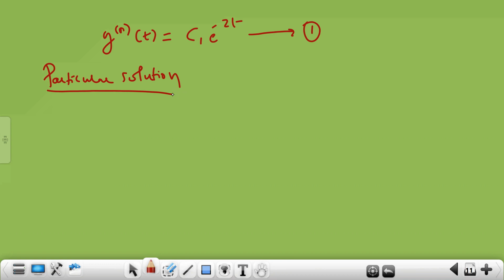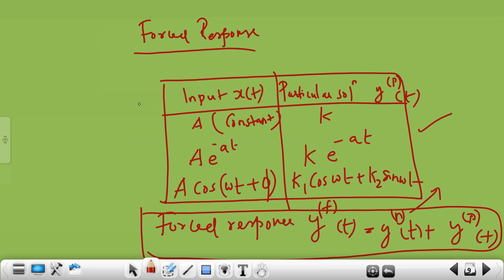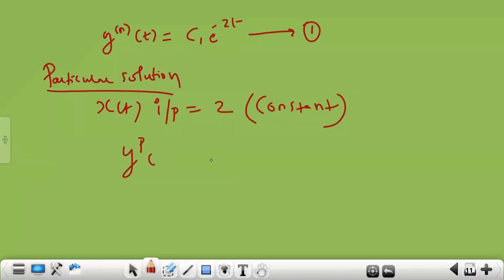U of t is 1. So it is constant, right? x of t is equal to 2. So it is a constant. Correct? So which case you need to check? You need to apply case number 1. So based upon this, your particular solution will be K. Your input x of t is equal to 2, which is a constant. Therefore, by using the table, we can write the particular solution as K. Let it be equation number 2. Now this you will substitute in the given equation. What is the given equation?